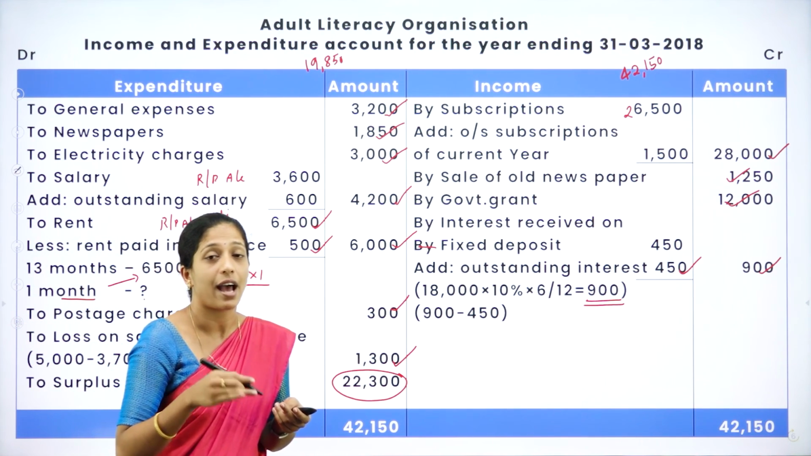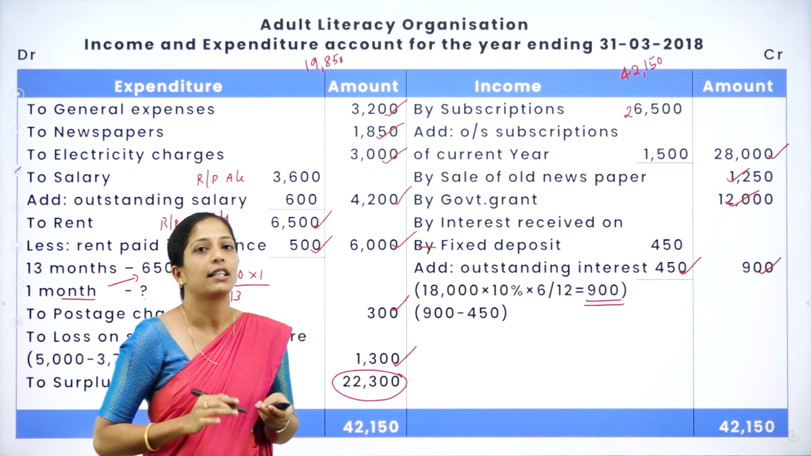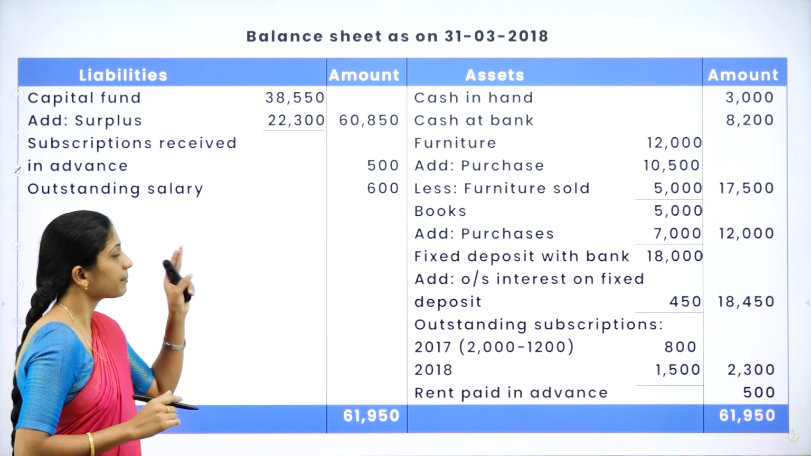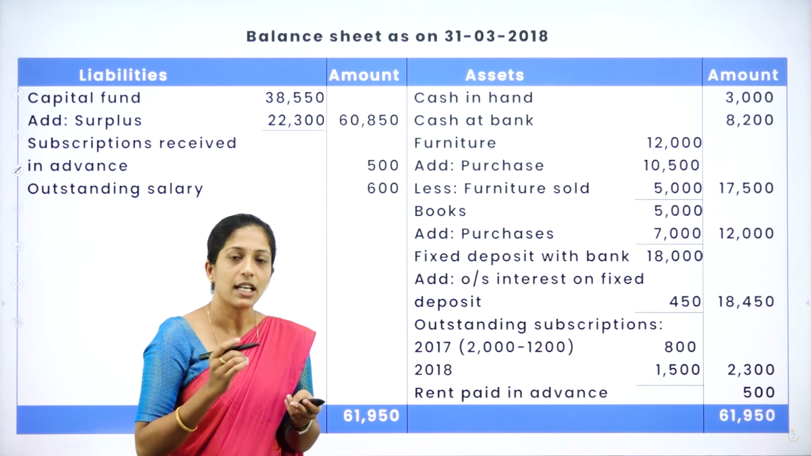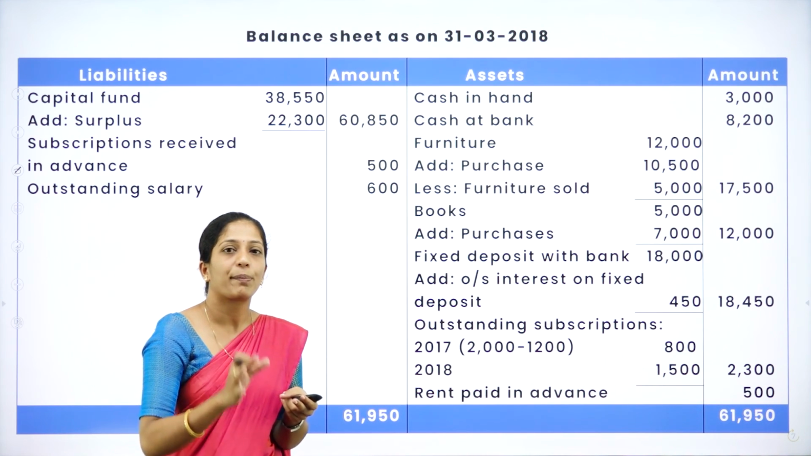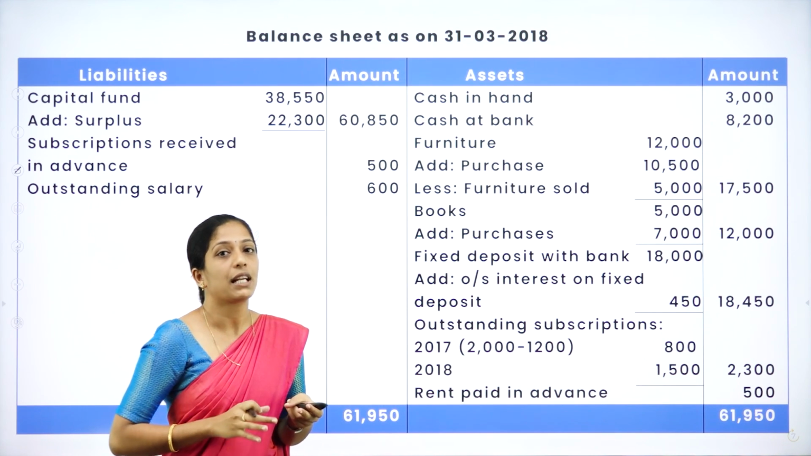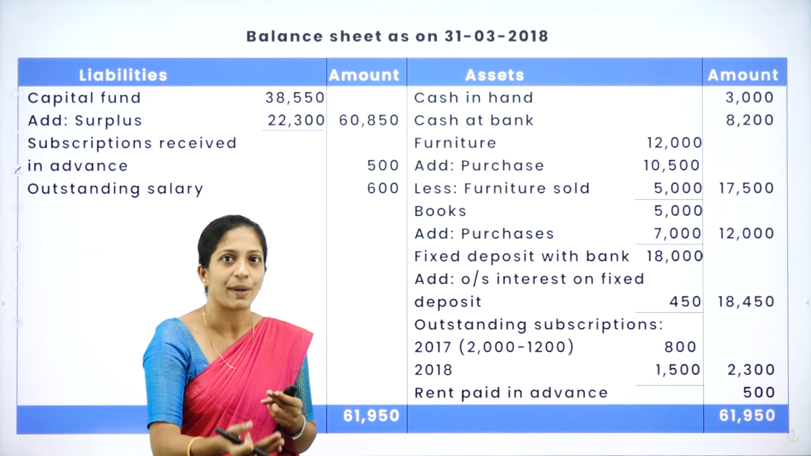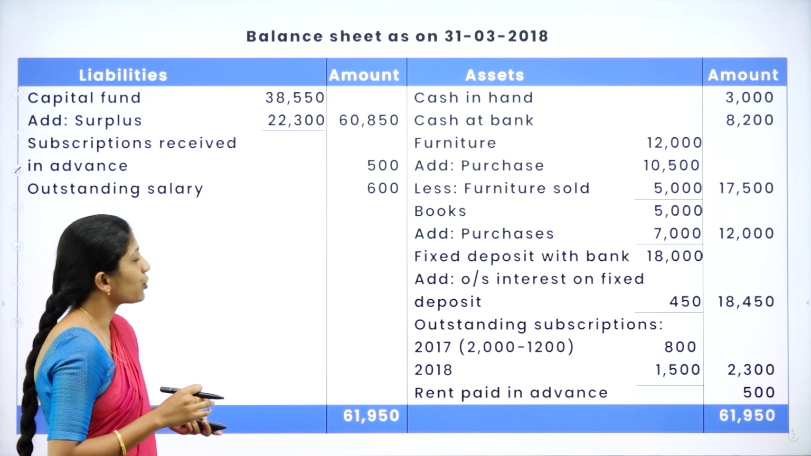Now where does the surplus have to be taken? It has to be added to the capital fund in the closing balance sheet of the firm. Now we shall prepare the closing balance sheet. So how to begin the balance sheet? Balance sheet as on 31st March 2018, that is the closing balance sheet of the firm. In order to prepare a closing balance sheet, first we have to see our opening balance sheet. One by one we are going to record the items, and if there is any adjustment, we are going to add that. Clear?